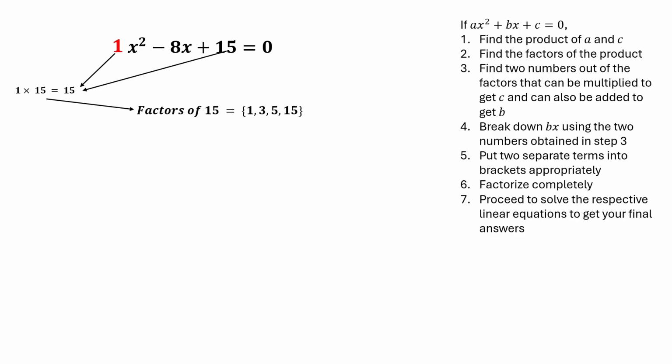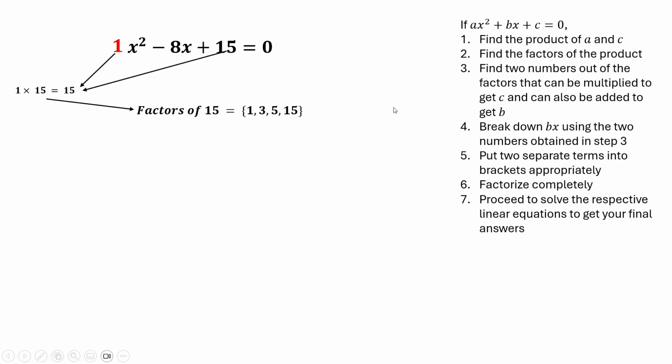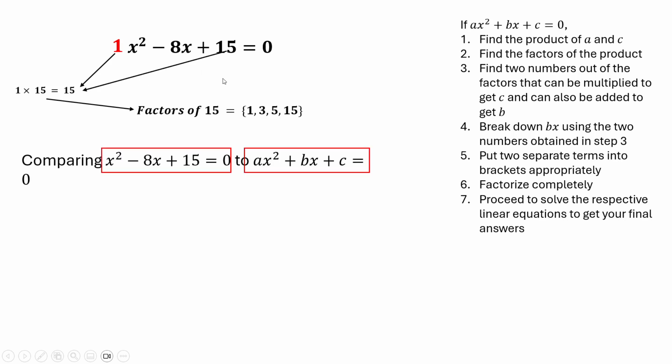After getting the factors of 15, the third step says we should get two factors out of these factors of 15. So we should get two numbers out of these four numbers representing the factors of 15, such that if we multiply those two numbers, we get C, which is the 15 over here, and if we add those two numbers, we get B, which is negative 8 in this case.